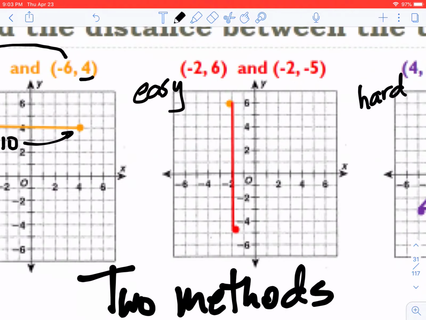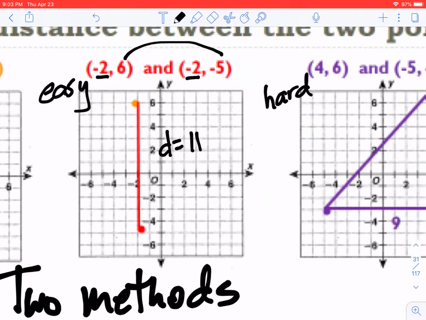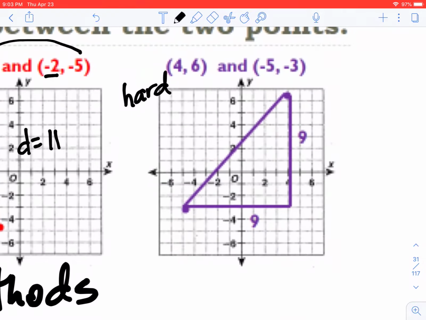Same thing, easy, vertical line. Again, notice the -2 is the same. All we do is 6 to -5, distance 11. Distance always has to be positive again. You cannot have a negative distance. Would not make sense. This now is more difficult in that we can no longer count directly because it's a diagonal line.